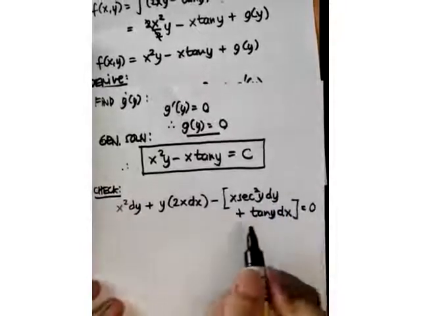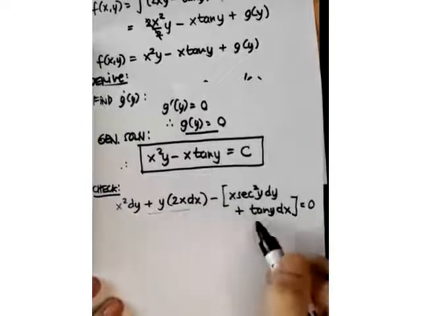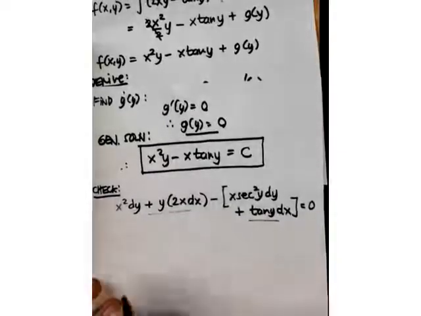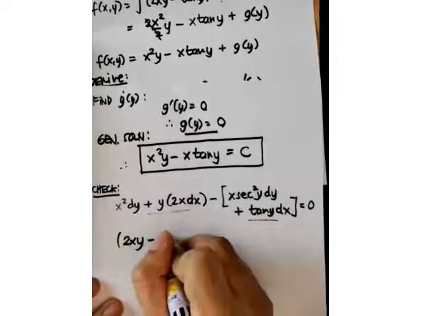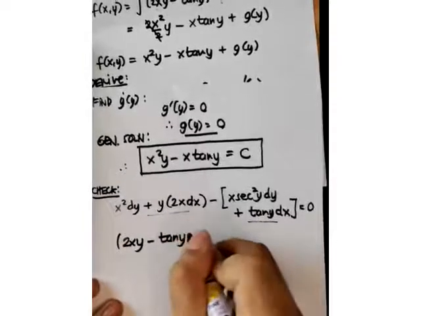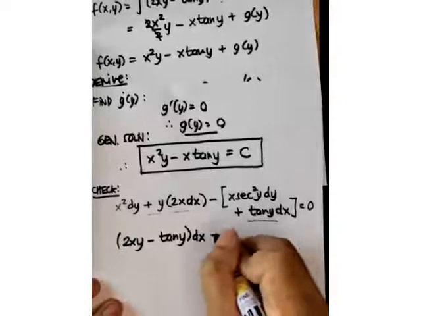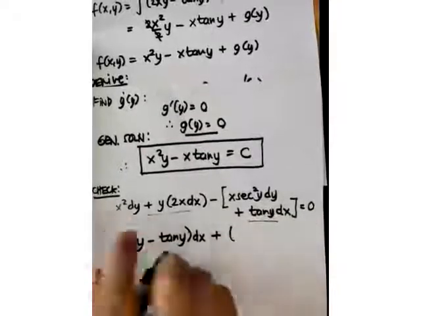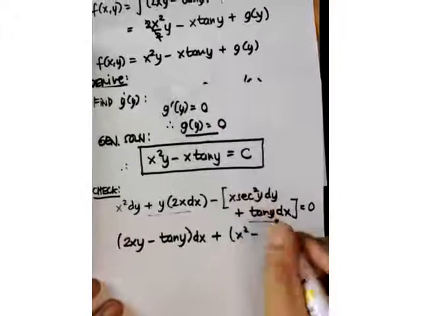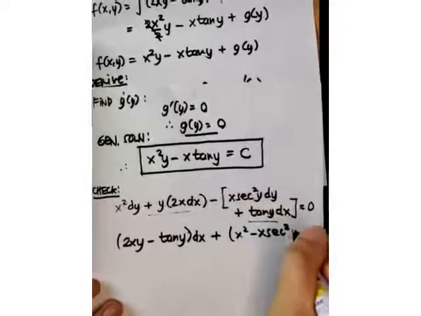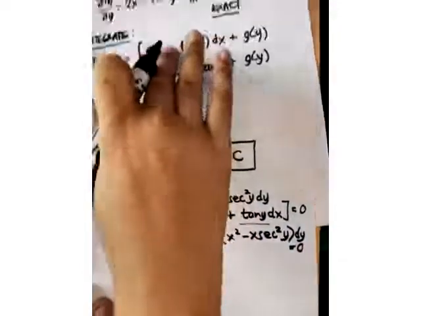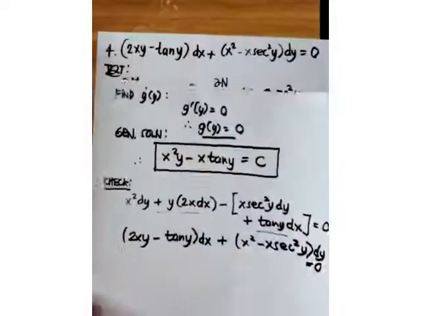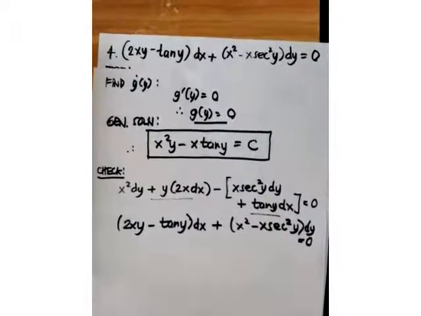So pagsamahin lang natin yung may dx and dy. So ito, tsaka yun. So we'll have 2xy minus tangent y dx plus quantity, ito, x squared minus x secant squared y dy is equal to 0. Are they the same as our given? Yes.